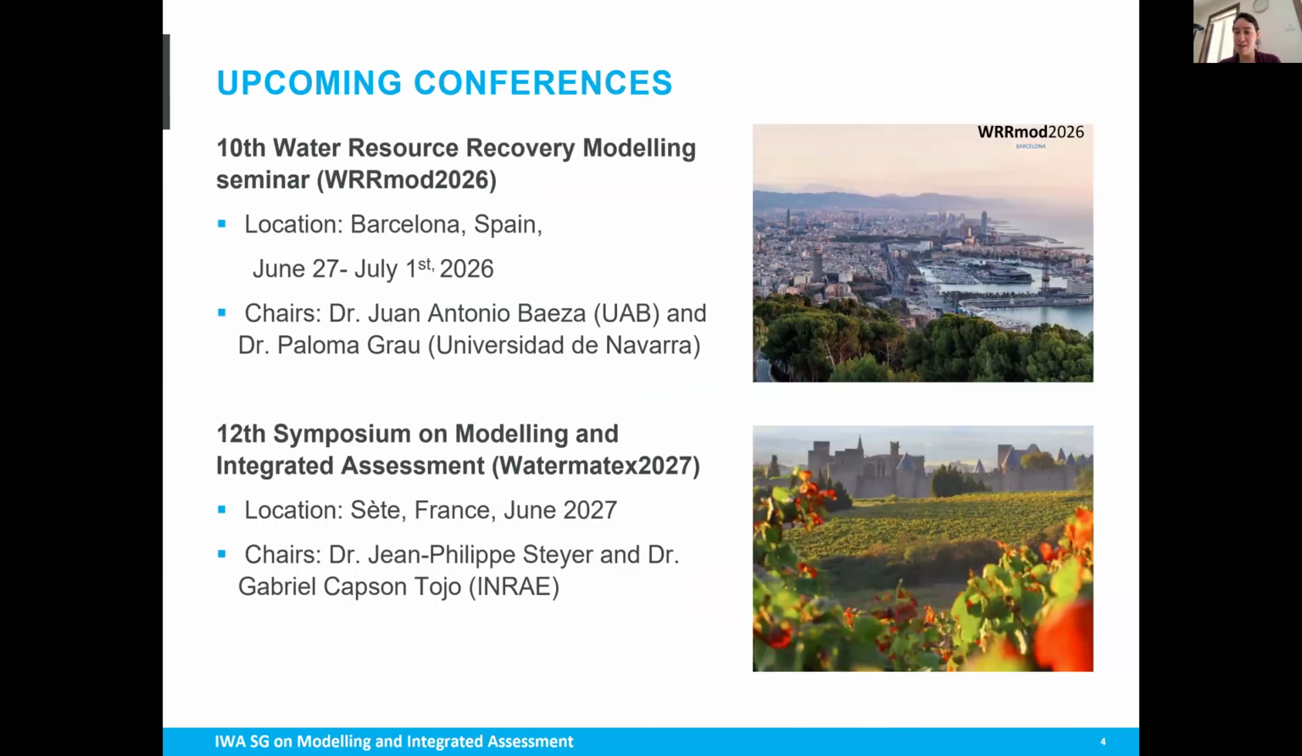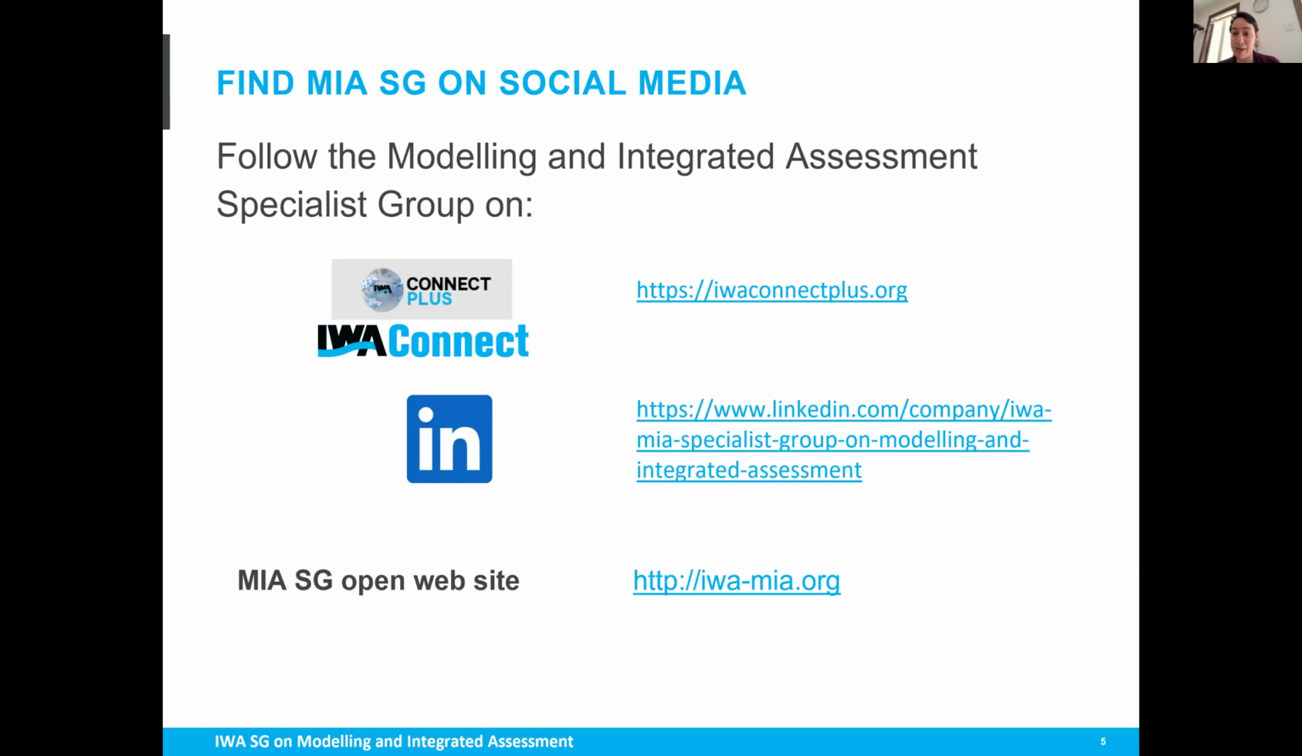In the last months, it has been decided by the community where the next WRRF and WaterMatex conferences will be held. So put this in your agenda. The next Water Resource Recovery Modeling Seminar will be next year, end of June, July 2026, in Spain, close to Barcelona, organized by Juan Antonio Baeza and Paloma Grau. And the next WaterMatex conference will be the year after in Sète in France, organized by Jean-Philippe Steyer and Gabriel Capson-Tojo from INRAE. I'm sure that the call for abstracts for WRRF will be coming somewhere in the next months. That's it, that I just want to mention as an introduction.